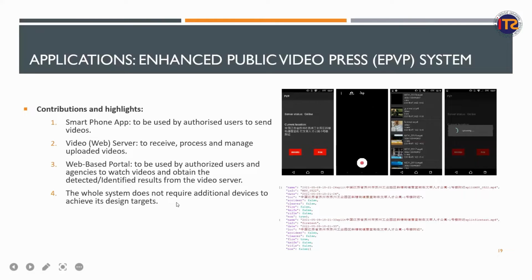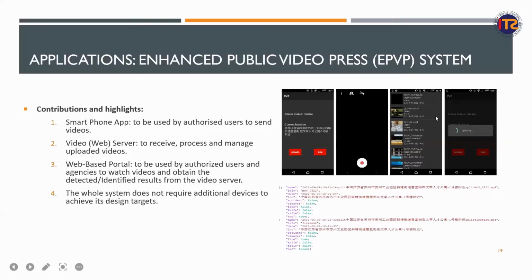Please note that the whole system does not require additional devices to achieve its desired target, because we just need a mobile phone or iPad, whatever, to send a video on the fly or upload a video to the server. And then the server does the processing and the identification, and then tells the officers, the authorized people in the police station, at the workstation, through the web-based portal, what the anomaly event is about, and all the process is automatic.